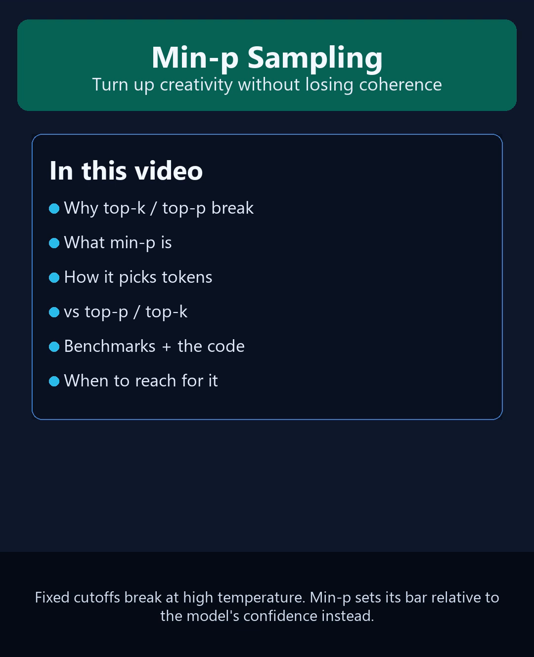Crank the temperature on a language model and its writing gets more creative, but it often collapses into gibberish. MinP sampling, an ICLR 2025 rule, fixes that. Instead of a fixed cutoff, it sets its bar for which tokens survive relative to how confident the model is. In this video: why top K and top P break, what MinP is, how it works, how it compares, the benchmarks, the code, and when to reach for it.